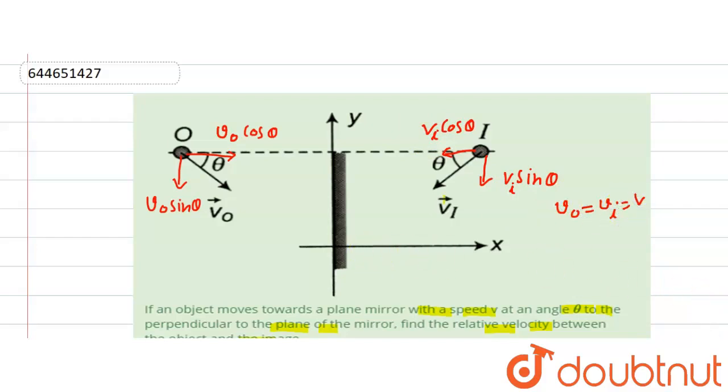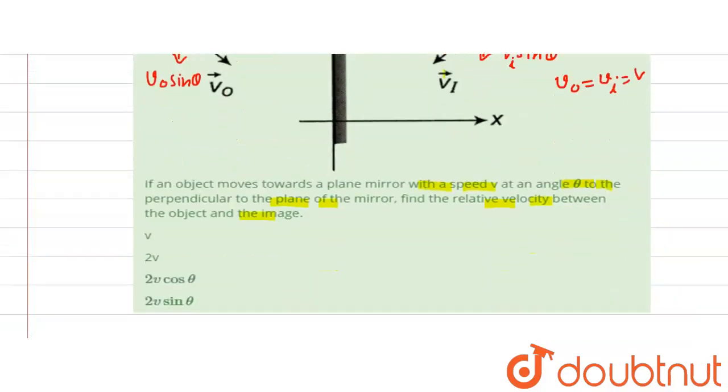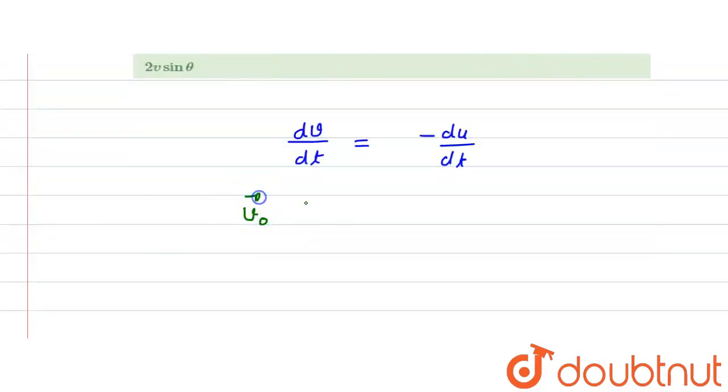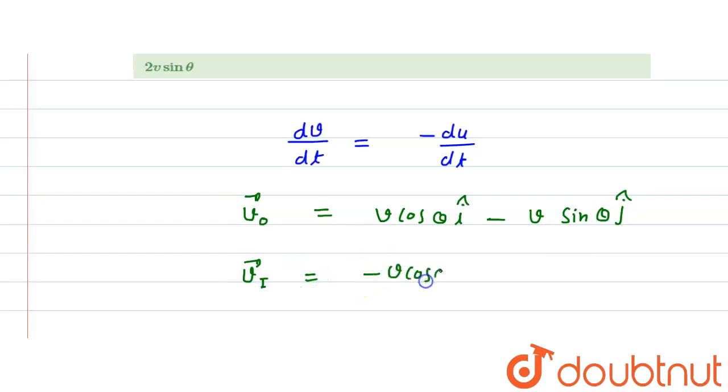So now here we can write the object velocity v naught: v naught is equal to v cos theta i cap minus v sin theta j cap. This is the negative sign because it moves in a downward direction. Now here the image velocity we can write: vi is equal to minus v cos theta i cap minus v sin theta j cap. This negative sign is because it's along the negative axis, and it's the negative y-axis.